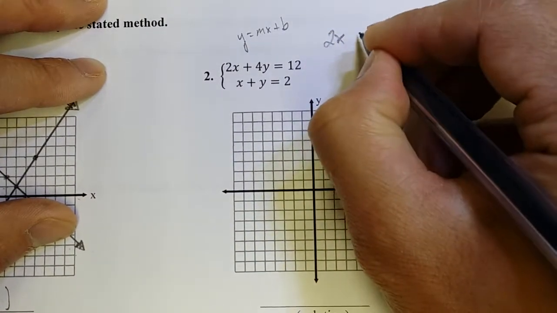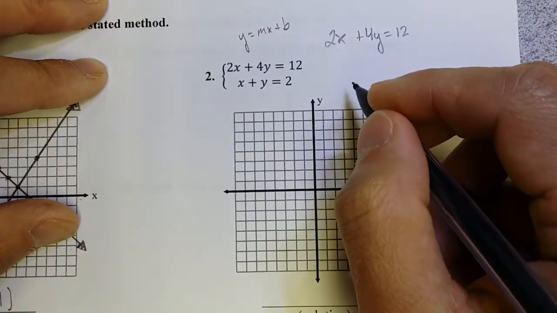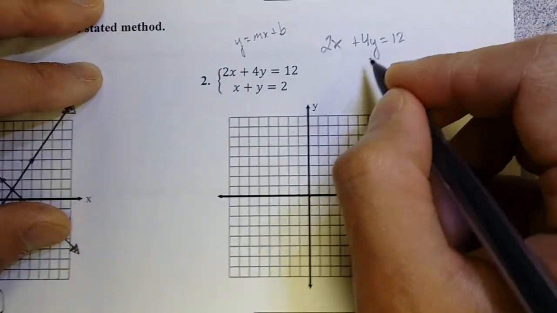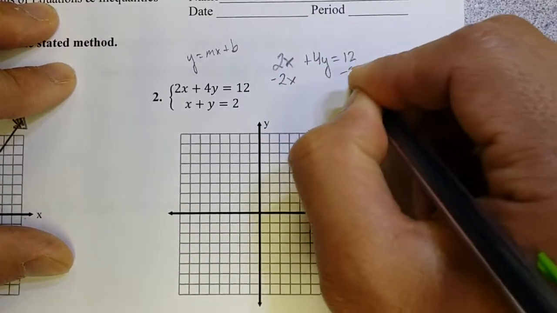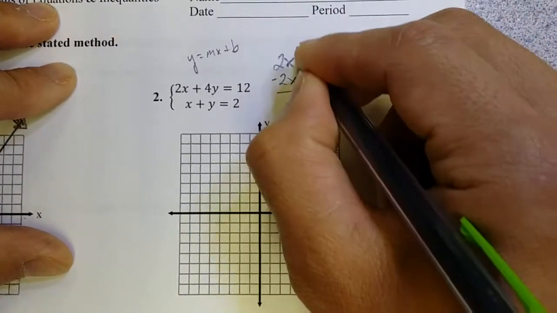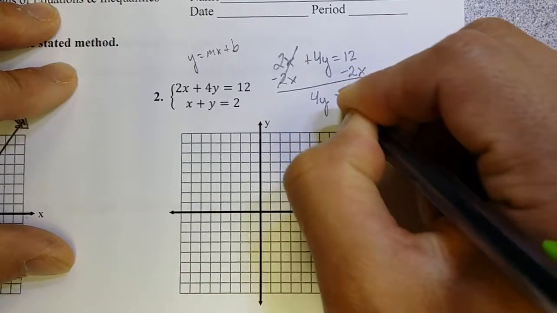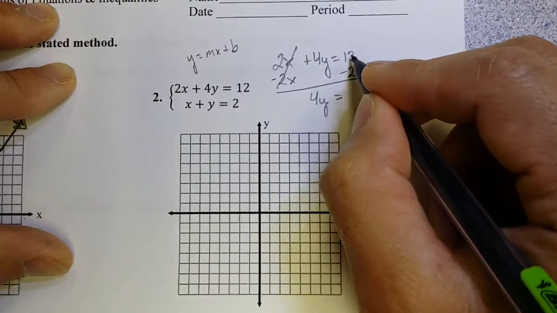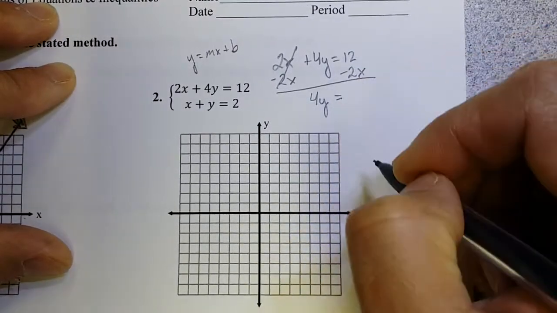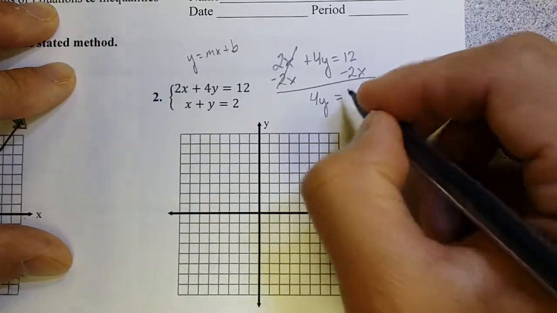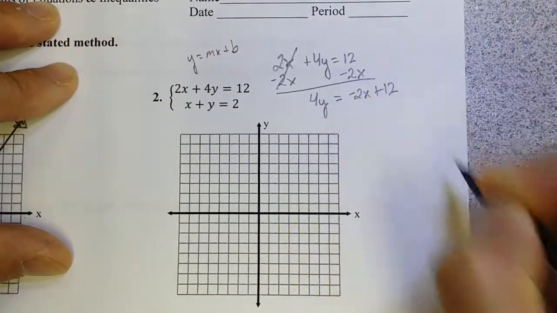2x plus 4y equals 12. Now, to get y by itself, I'll subtract 2x from both sides. Here the 2x cancel out. I have 4y equals 12 minus 2x. These two cannot be combined together, right? They're different terms. So all I have to do is write out negative 2x plus 12.